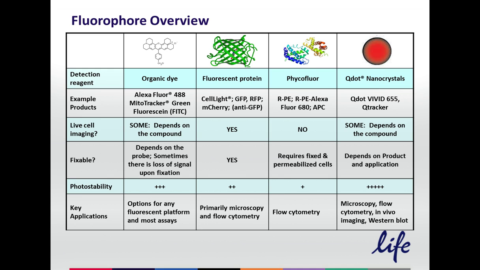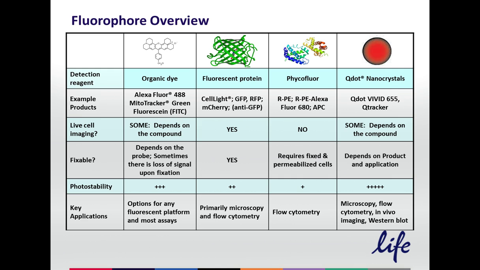But the organic dyes, like I mentioned, like Alexa Fluor or MitoTracker Green, which labels mitochondria in live cells, fluorescein, they vary a lot in terms of their characteristics. Some are fixable, some are not. Some can be conjugated to protein, some not. Some of them are intended for live cell imaging and will cross the cell membranes. Others are too charged or too large to do so.